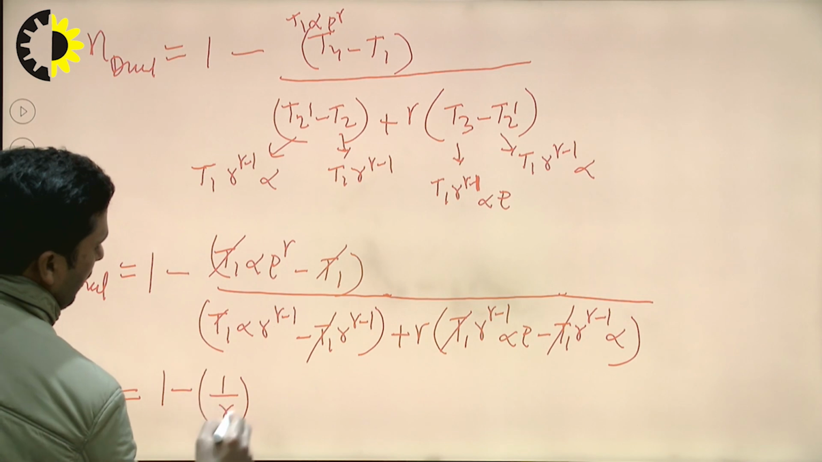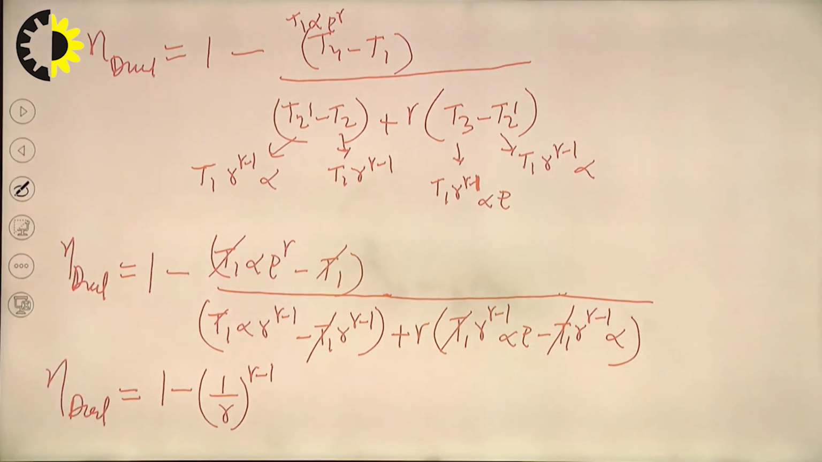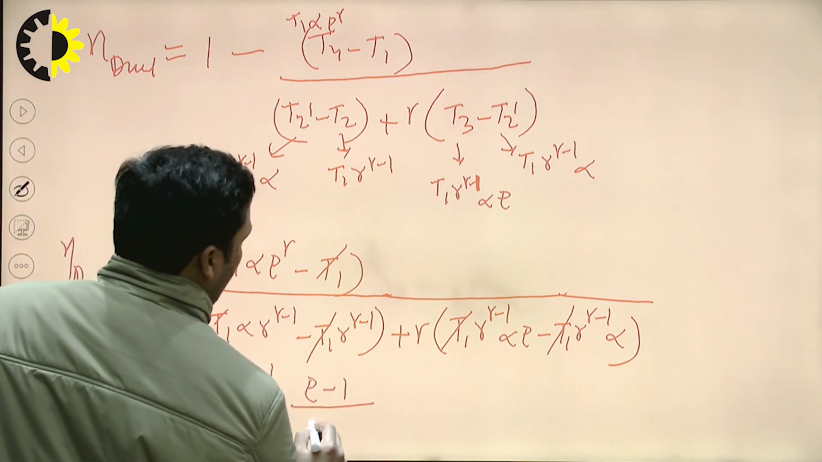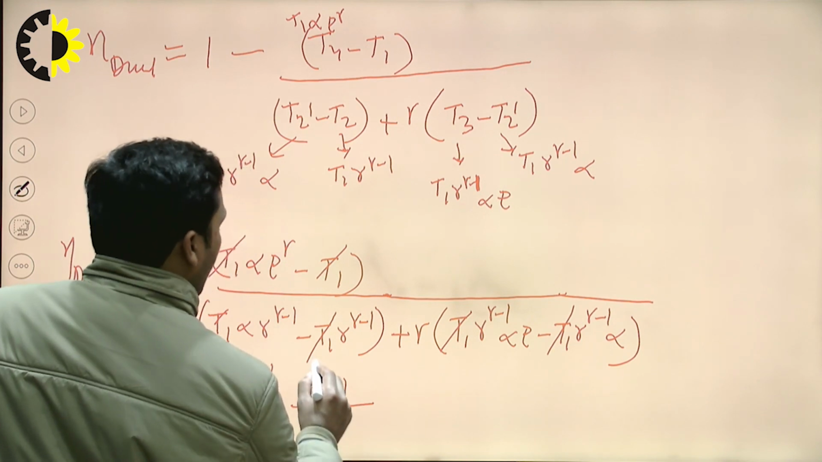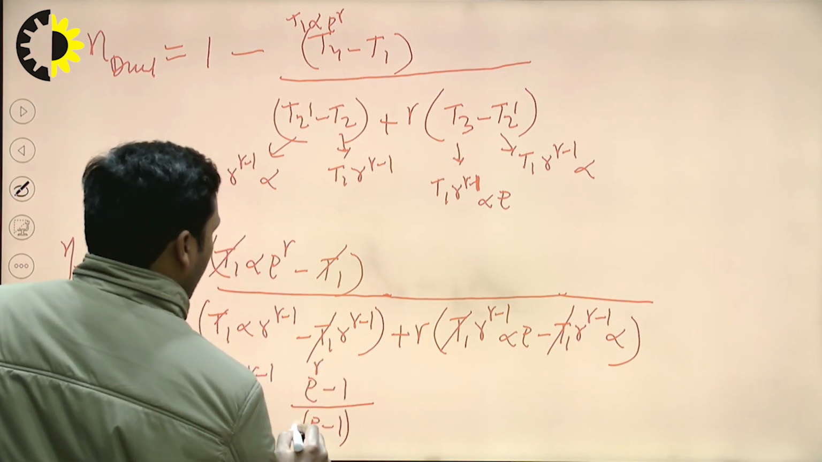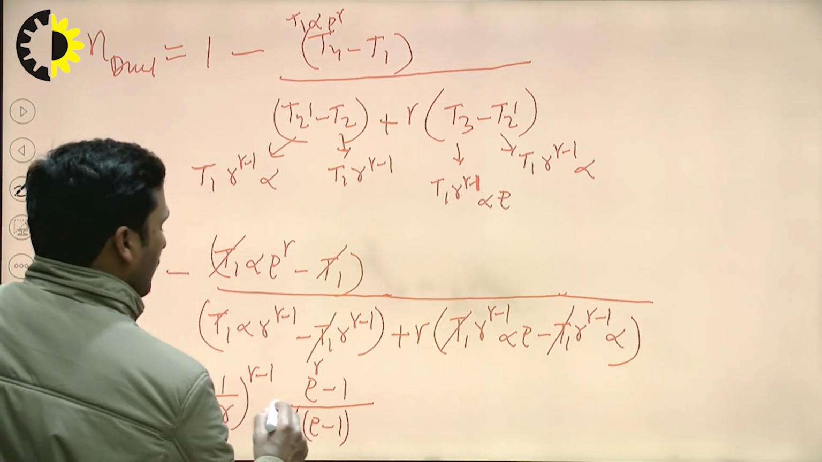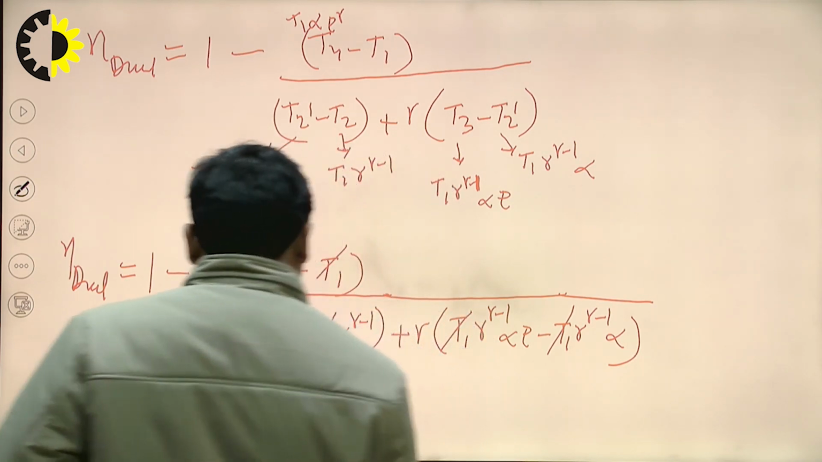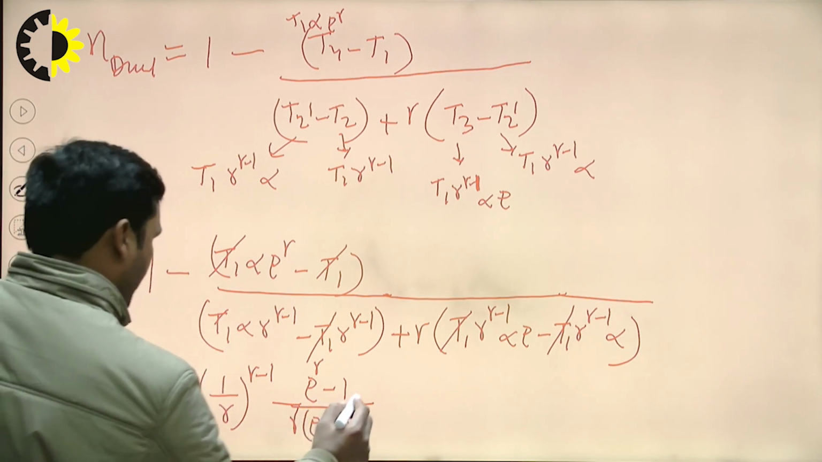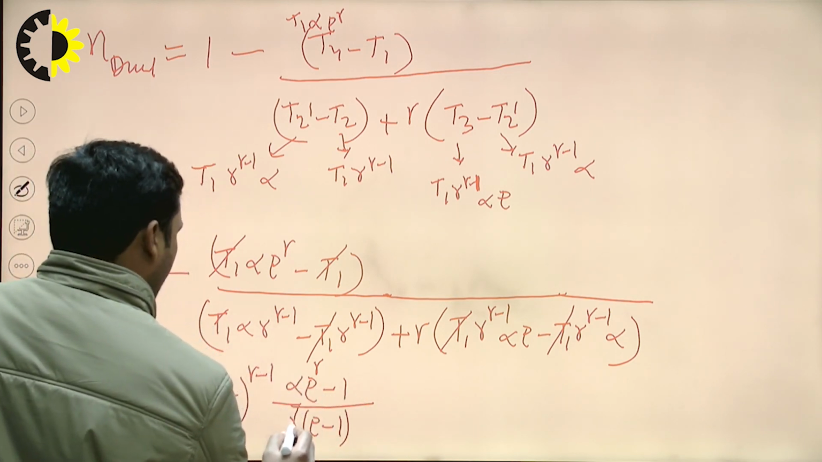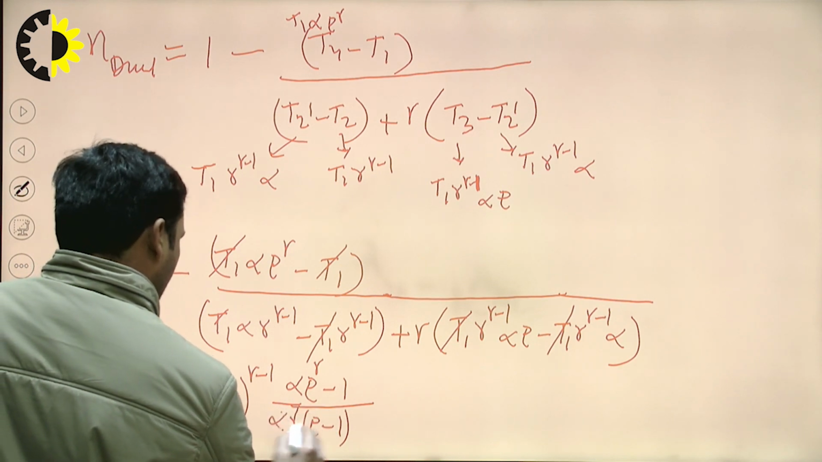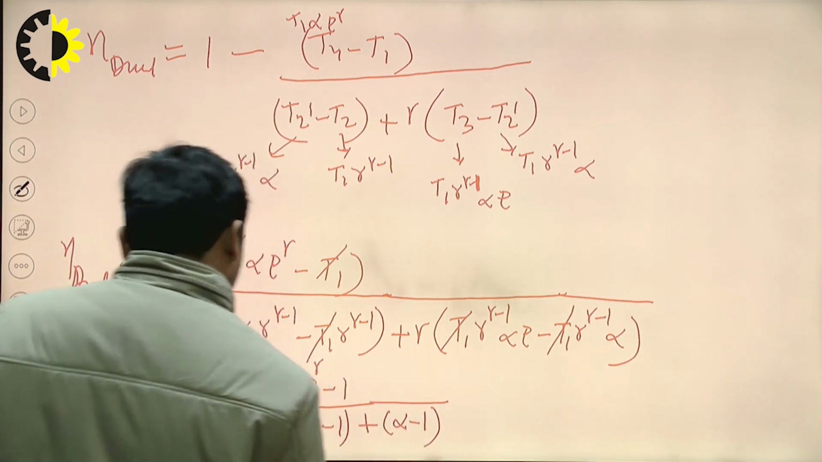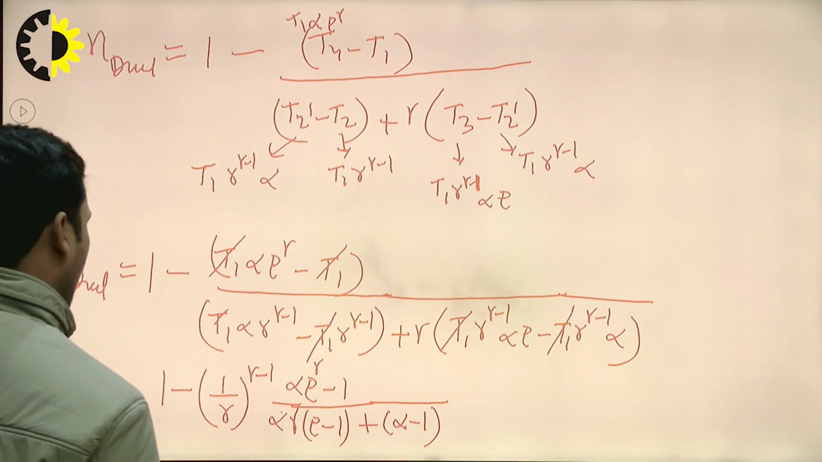to the power gamma minus 1, that is the thermal efficiency of the Otto cycle, into (alpha rho to the power gamma minus 1) upon (alpha minus 1 plus gamma alpha (rho minus 1)). So, this is the thermal efficiency of the dual cycle.